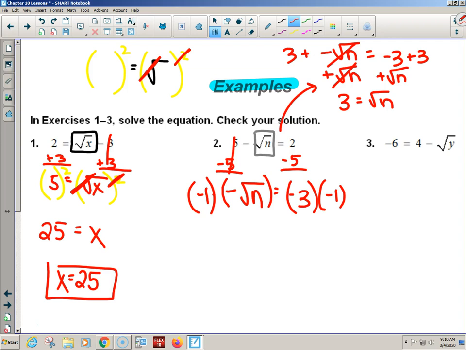And you can think of this as being a negative 1 times, so then you can undo with division or multiplication of a negative. But at the end of the day, you end up with square root of n equals what? Positive 3. Right?